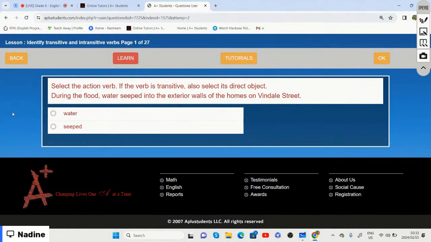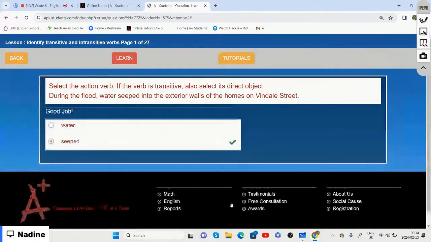So we need to select our action verb. Is it water or seeped? Because during the flood, water seeped into the exterior walls of the homes on Vendale Street. So we need to select our action verb, the action that took place. And if we were to select the action verb, then we will say seeped. That is the action that took place, right? So well done. Seeped is correct.